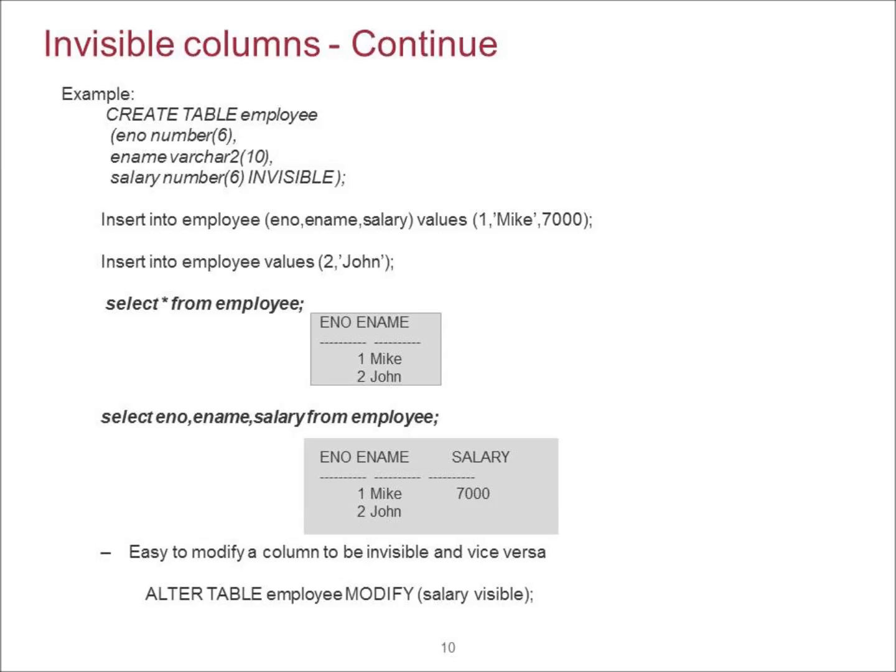I'm just creating a simple table called employee with 3 columns: employee number, name, and salary, and I'm making salary an invisible column. So when you insert into employee, you explicitly specify the salary column when inserting a value. In the first example, insert into employee (employee number, name, salary) values 1, Mike, and 7,000. In the second record, if you don't specify the column, the value will not be inserted into the salary and it will not error out.